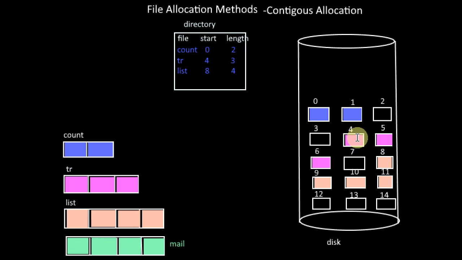But here another issue is the space required for the file may not be known while the file is being created. Also, if it is known, sometimes the file may grow over time. So to overcome all these limitations of contiguous allocation, we go for non-contiguous allocation.